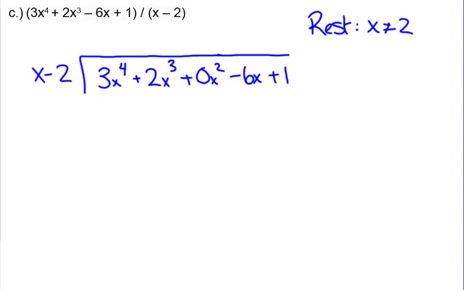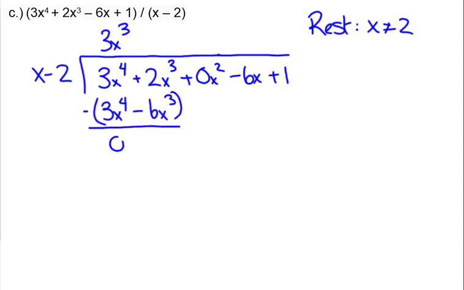All right, 3 times... x times what gives us 3x to the fourth? That's 3x cubed. So 3x to the fourth, subtract 6x cubed. We end up with positive 8x cubed. So you don't necessarily need to do that stuff on the side like I was doing in the other steps. If you can do it in your head without making a mistake, go for it. And we bring down our next term.